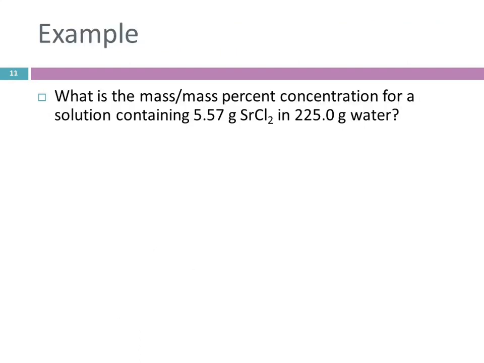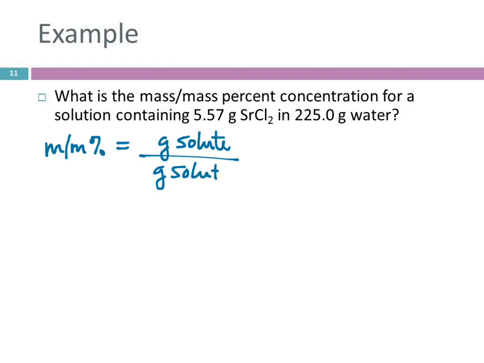What is the mass percent concentration for a solution containing 5.57 grams of strontium chloride in 225.0 grams of water? Well, we need to remember what mass percent means. It's grams of solute divided by grams of solution times 100%.